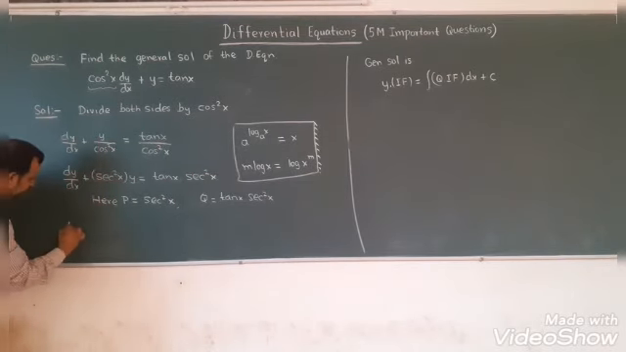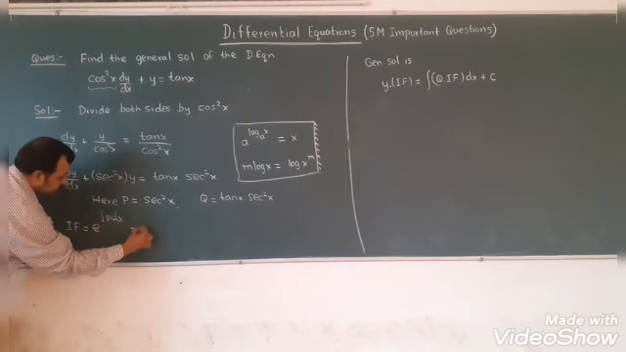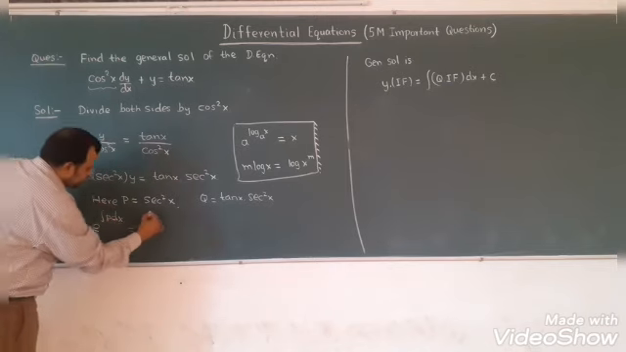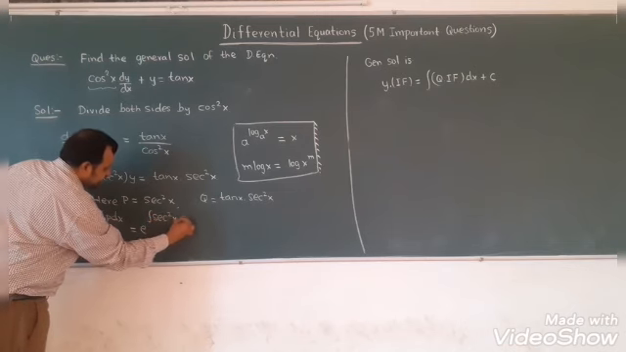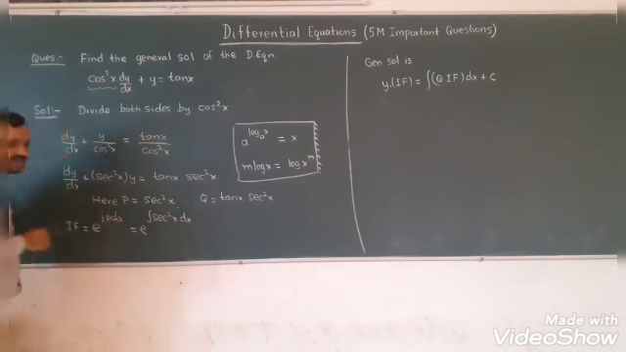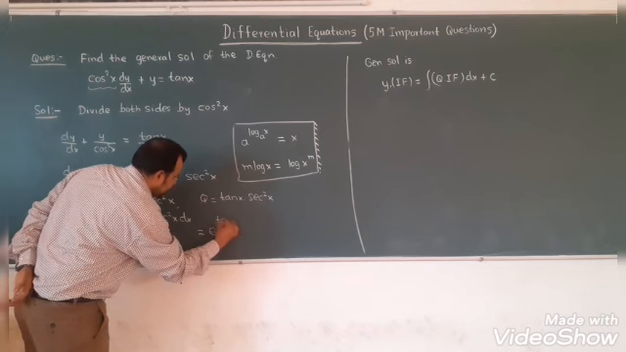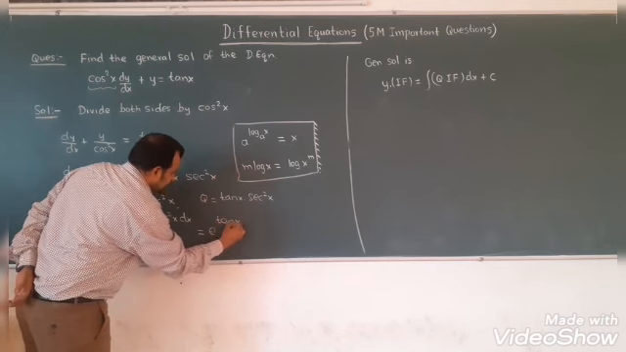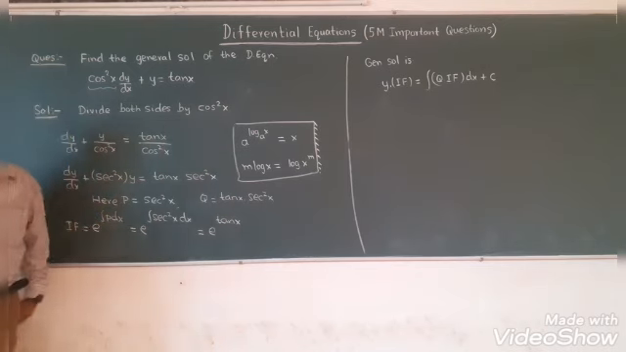The formula to find the integrating factor is e power integral of P dx. What is P here? P is nothing but secant square x, so the integral of secant square x dx. What is the integral of secant square x? It is tan x. So we can write this as e power tan x. Right? So the integrating factor is given by e power tan x.